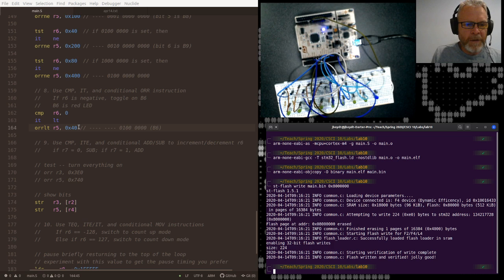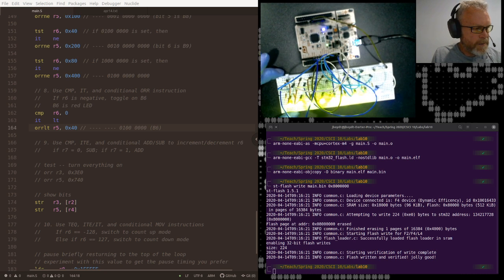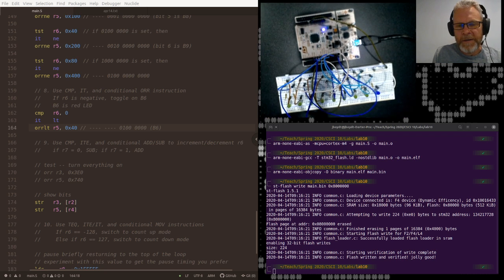I'm going to go quickly change that. And by the way, I just happen to know from having practiced this, -1 makes all the bits come on. So I'm going to change this to 1. And what should happen is the red light will no longer flash, and only the first LED should come on to show me that R6 has just that 1 bit in it.